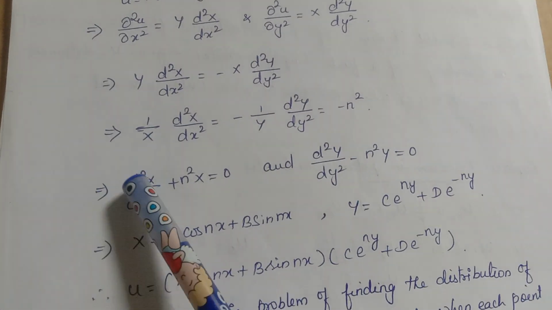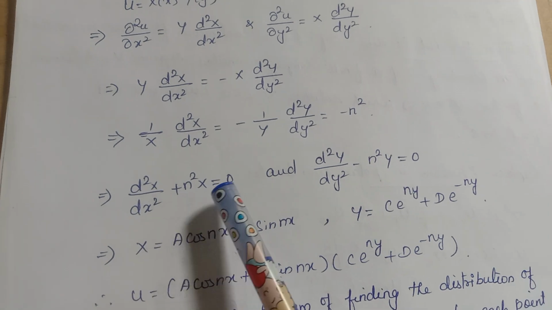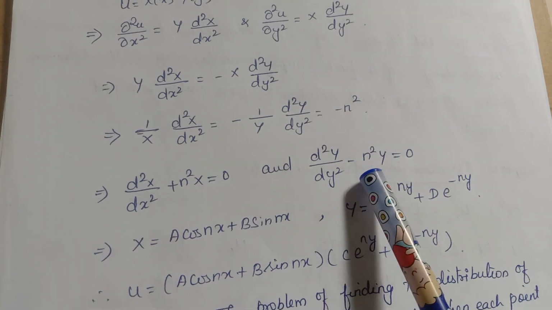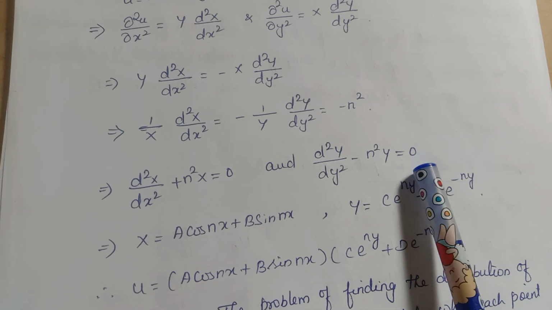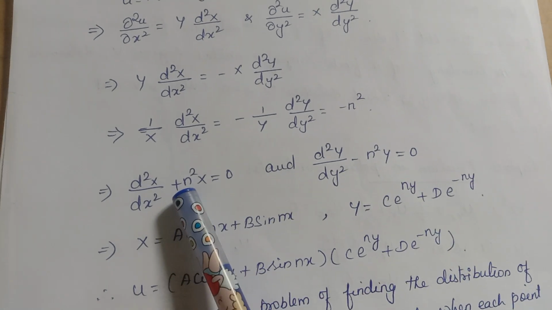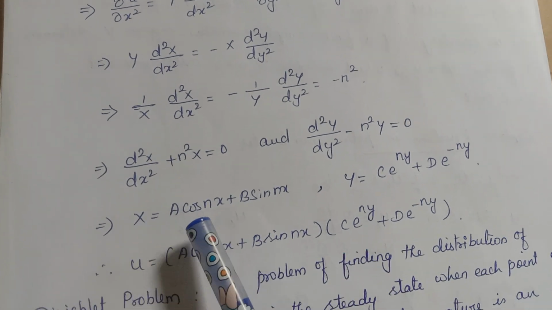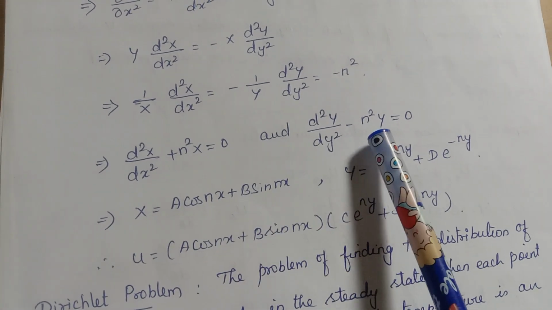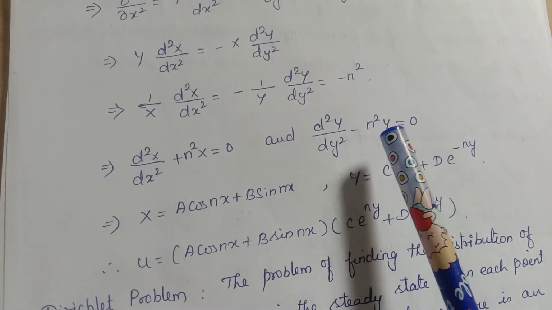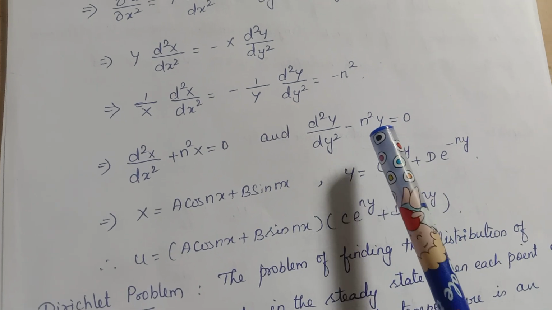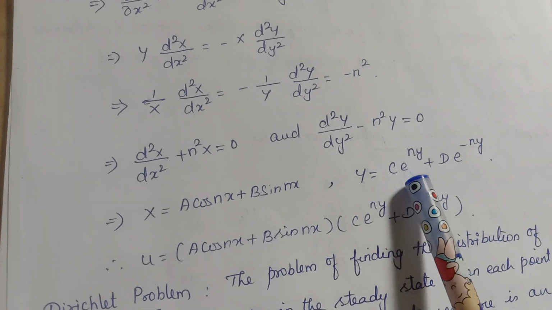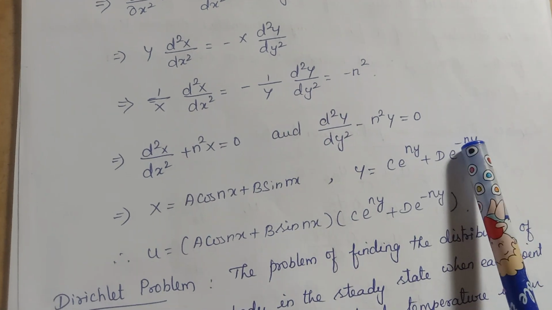So what I get: d²X/dx² plus n²X is equal to 0, and d²Y/dy² minus n²Y equal to 0. Okay, so here it is positive, so the roots will be what? Plus or minus in. So X is equal to a cos nx plus b sin nx. Here it is negative, so the roots will be what? Plus or minus n. Okay, real and distinct roots. In that case, Y equal to c e^(ny) plus d e^(-ny).